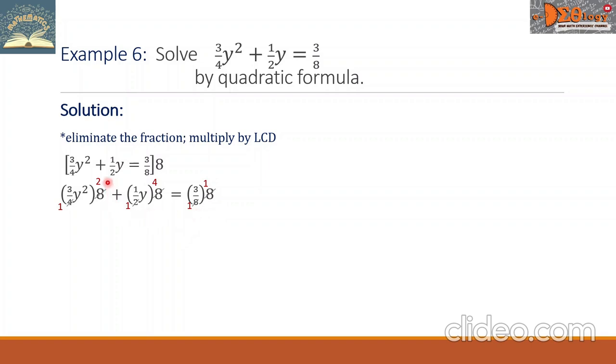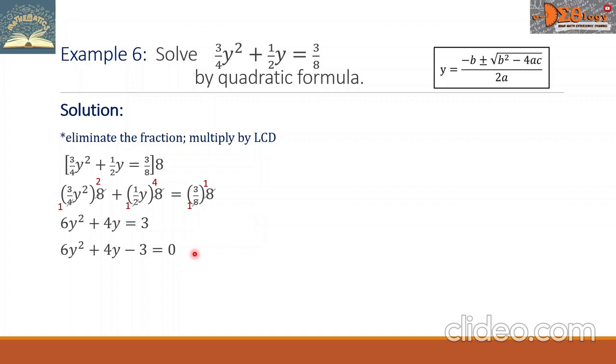Then we simplify further. 2 times 3, then multiplied by y². That will be 6y². This 4 times 1, then multiplied by y. So we have 4y equals 3 times 1 divided by 1 is 3. Now, let us transpose the constant 3 to the left side. From positive, it becomes negative. We have now a quadratic equation in standard form. Let us now use our quadratic formula to solve the values of y.